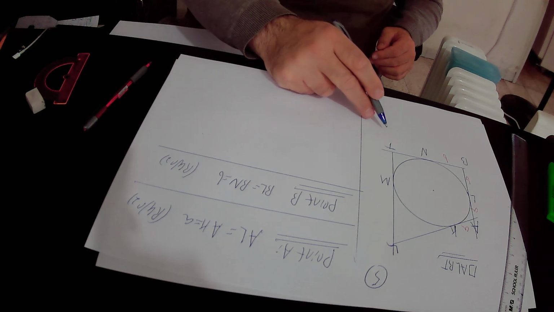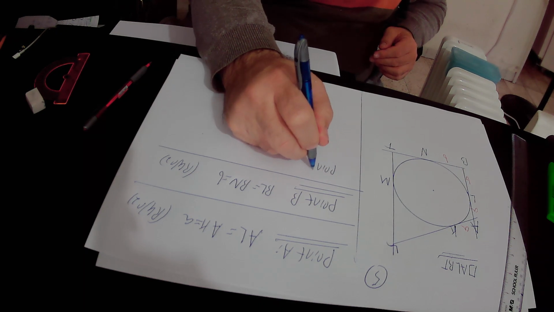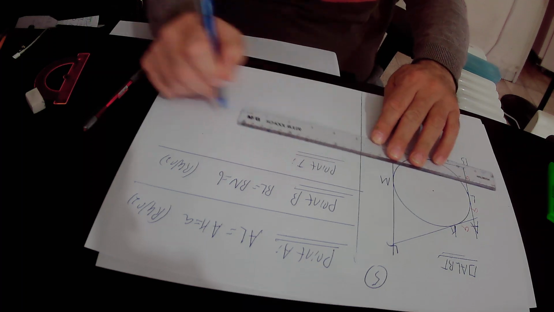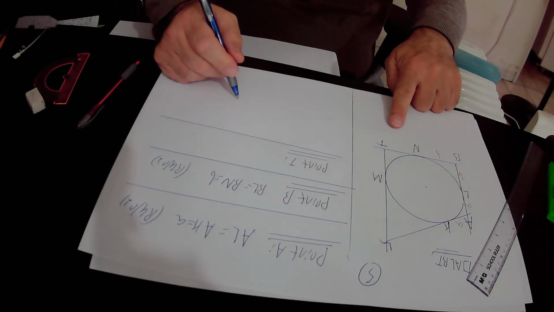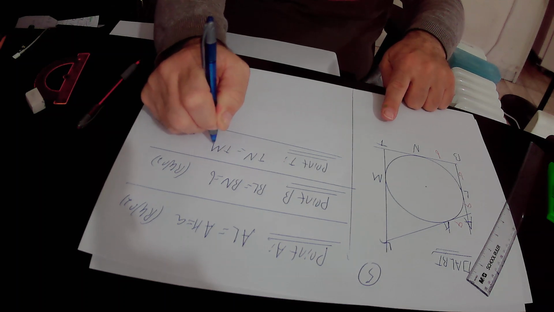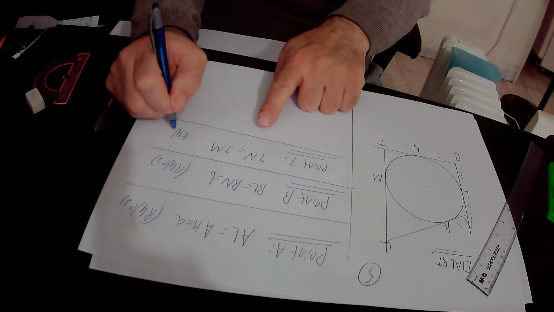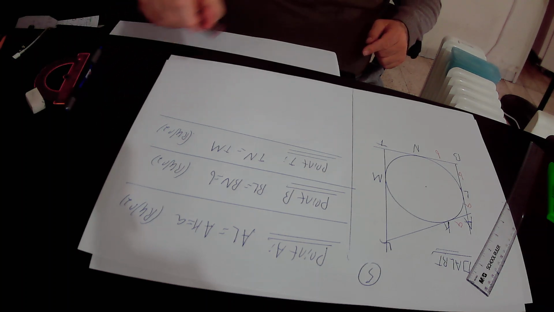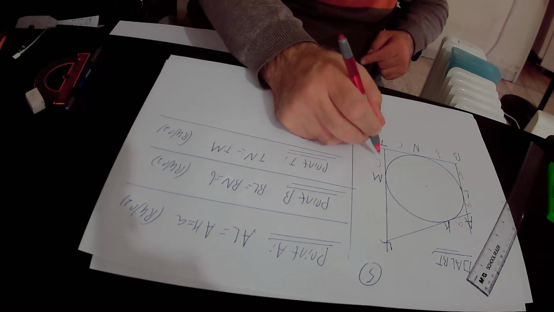In the next step, we'll focus on the common external point, point T. From point T, we have two tangents to this circle, tangent TN and tangent TM. And according to rule 2, they are equal to each other. This is to say, TN equals TM. So if we define the length of tangent TN as C, then the length of tangent TM must also be equal to C because they are equal to each other.